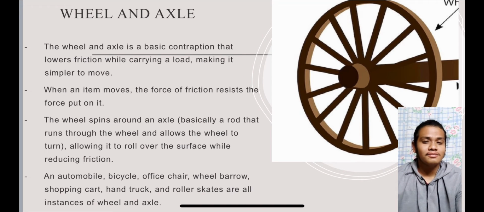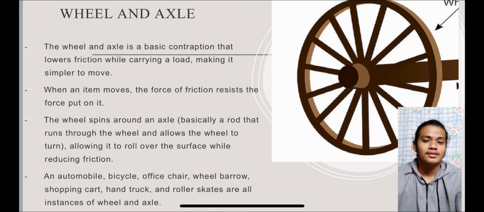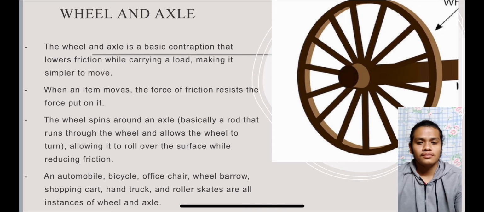The second machine in 6 simple machine is wheel and axle. The wheel and axle is a basic contraption that lowers friction while carrying a load, making it simpler to move. When a thing is pushed, the force of friction must be overcome before it can begin to move. When an item moves, the force of friction resists the force put on it. This is made simpler by the wheel and axle, which reduce the friction involved in moving an object.